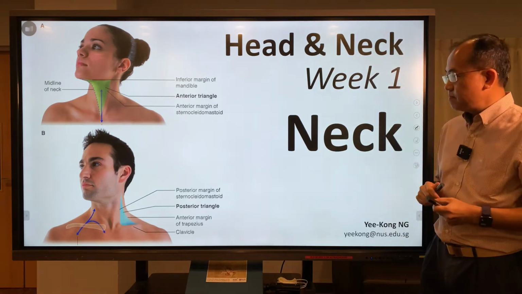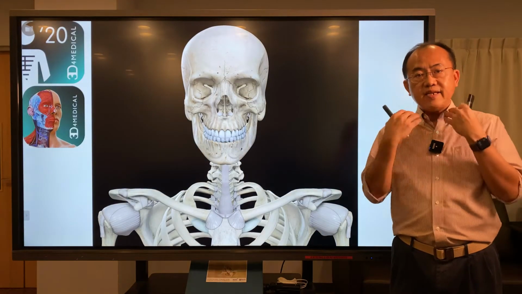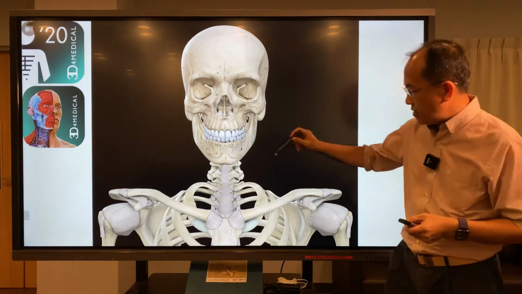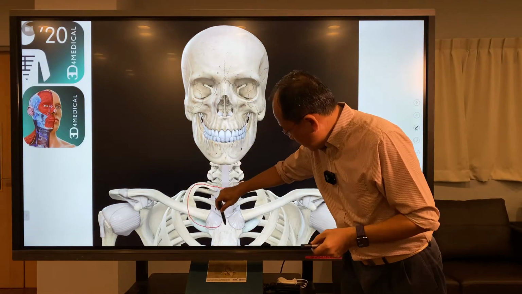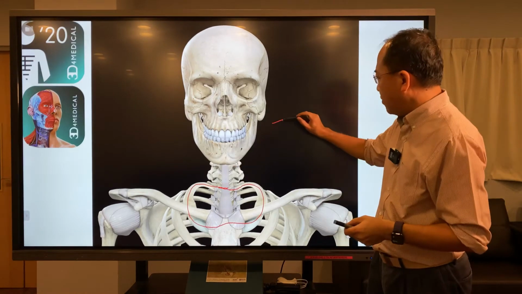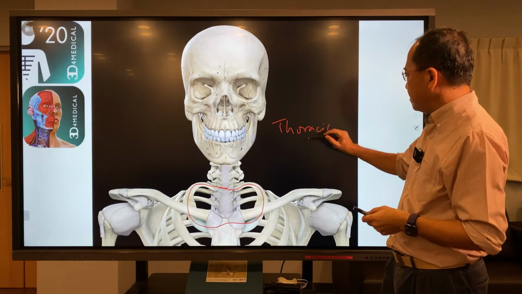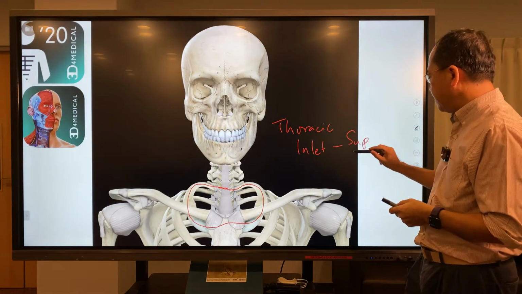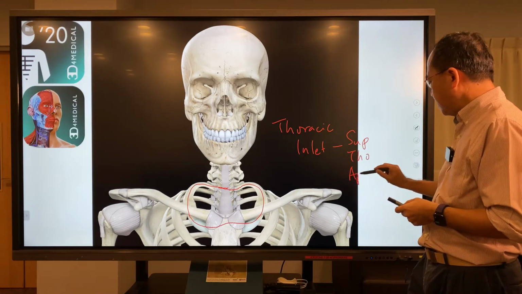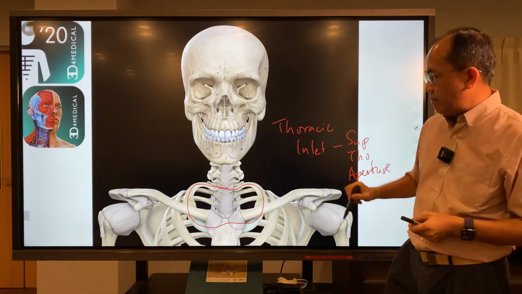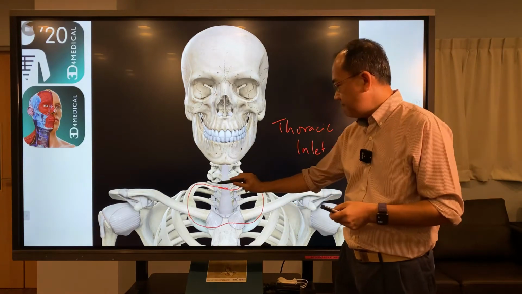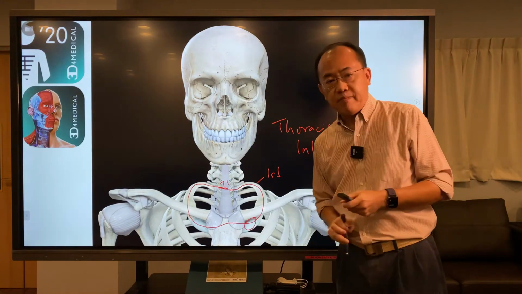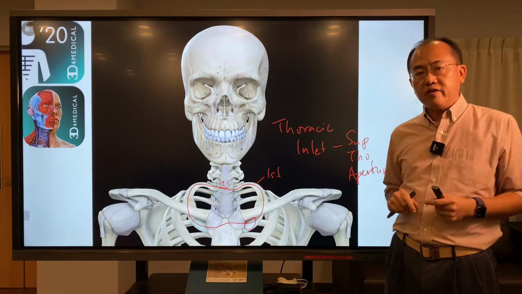Okay, let's move on. So like I said, the neck basically is an extension of the trunk above the thorax. So the boundary between the neck and the thorax is bounded by this thing here known as the thoracic inlet. Okay, some textbooks will call this the superior thoracic aperture. So basically, it's bounded posteriorly by the first thoracic vertebra, and of course the first rib and its costal cartilage, and of course the manubrium sterni, right? So that will be the thoracic inlet.